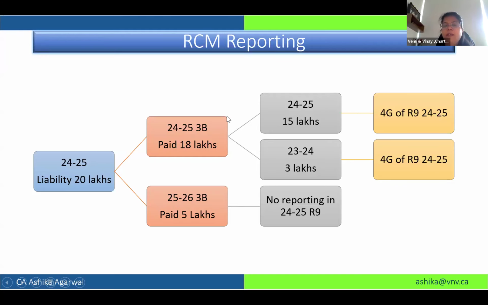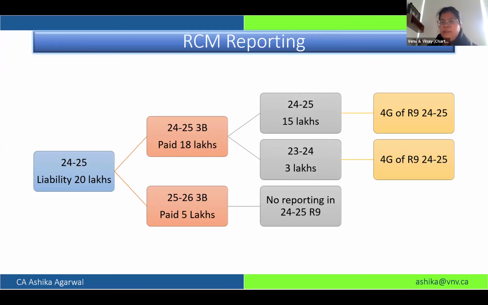Now here one more twist I have given is that I have paid 18, out of which 15 belongs to 24-25 and 3 lakhs belongs to 23-24. Means I am saying the current year RCM paid includes 2 years, previous year and current year. What should I report? Should I report only 15 or should I report 15 plus 3? You will report 15 plus 3.